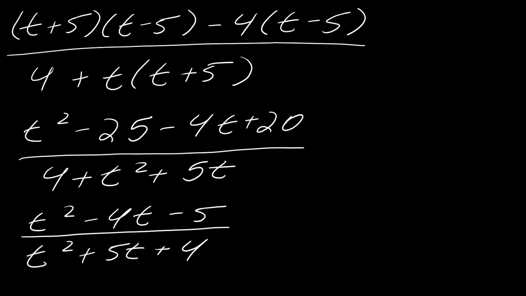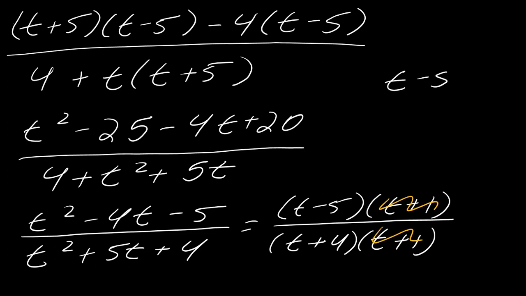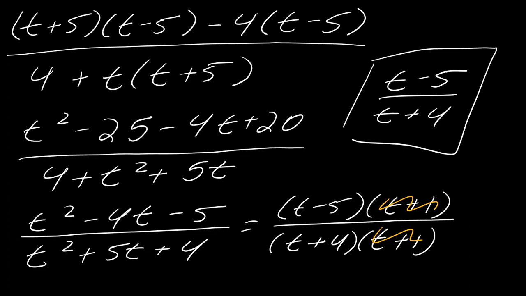Okay, and what makes this fun and interesting is that I can factor these actually. So let's factor. This will be t minus 5, t plus 1. And this one will be t plus 4, t plus 1. And then, oh my God, it's so exciting. They cancel out. So those cancel. And so the final answer is t minus 5 over t plus 4. It's so satisfying, right? It's a lot of work, but yeah, it's cool. So this is the final answer.